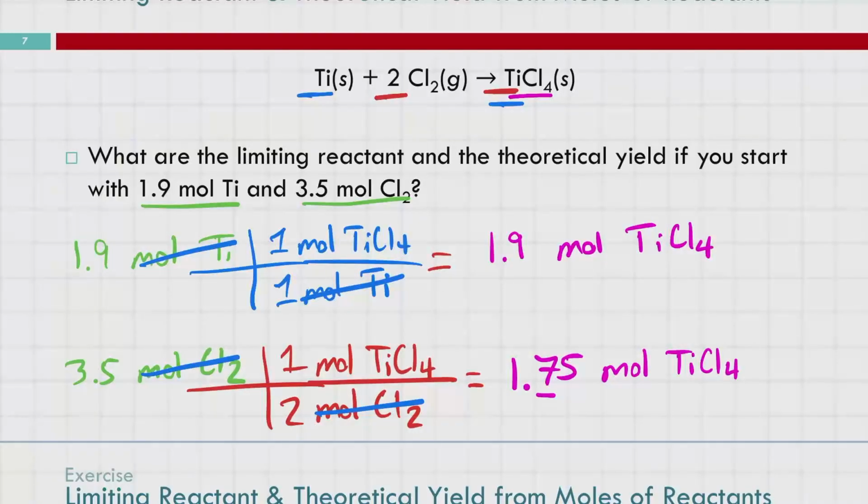Which one of these two numbers is smaller? 1.75 is smaller, right? So this is our theoretical yield.